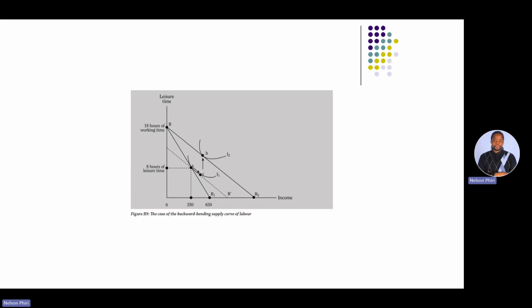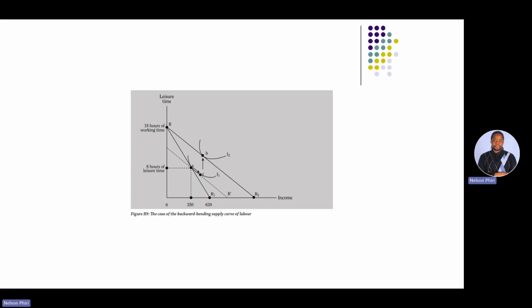Now let's analyze the movements. The first movement is from A to B. This is made up of two movements, A to C and C to B. Overall, the movement from A to B is known as the input price effect, and it consists of two movements. The first movement is from A to C. This is known as the substitution effect. We get this when leisure time is viewed as more expensive and is substituted for more working hours. So that movement from A to C on the original income line is where the person is substituting work for leisure, because leisure is becoming more expensive.